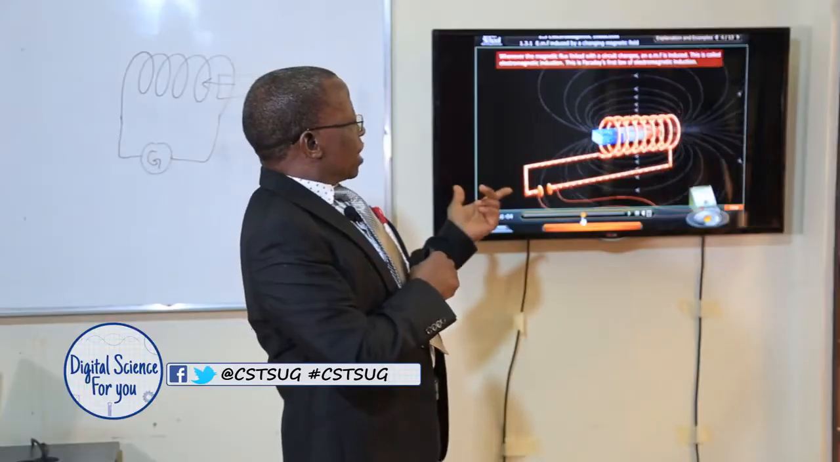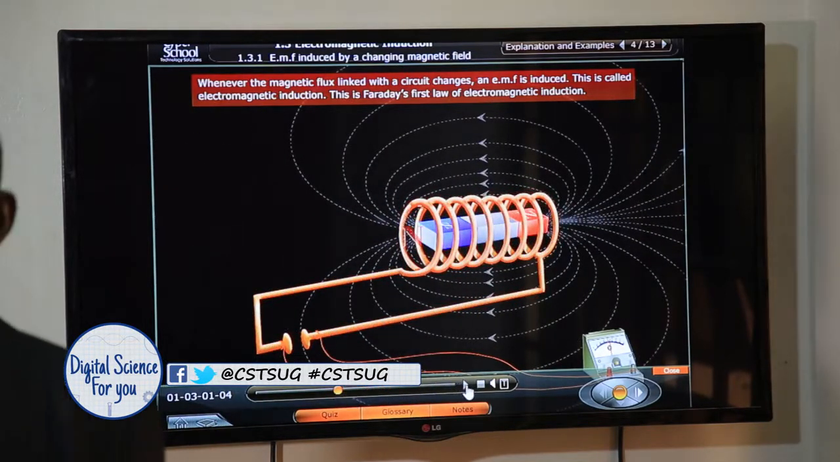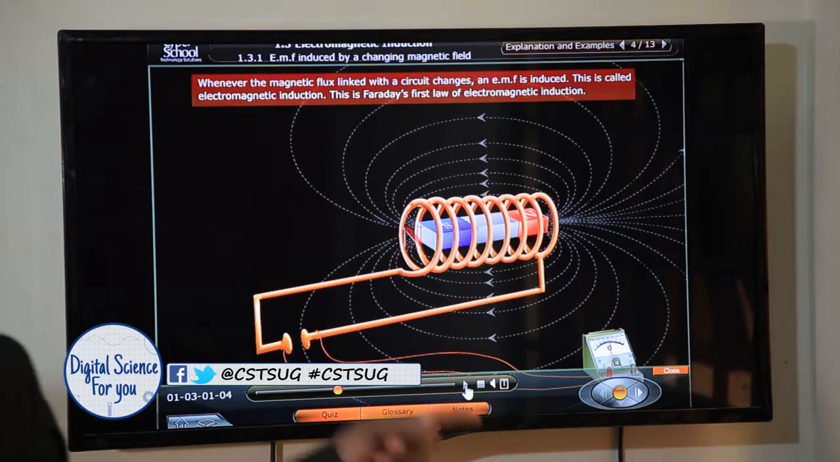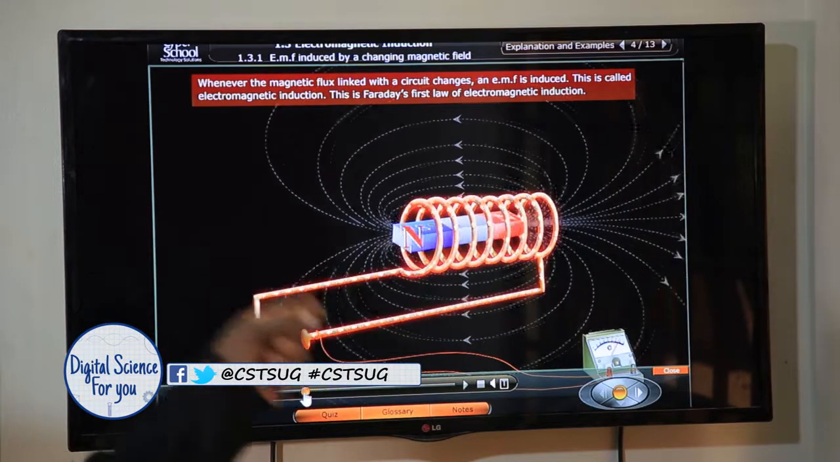Now, electromagnetic induction deals with the production or generation of EMF when magnetic flux interacts with a circuit or a conductor. As we look at that animation, there are two observations we can make. One, the arrows in the coil are moving in one direction.